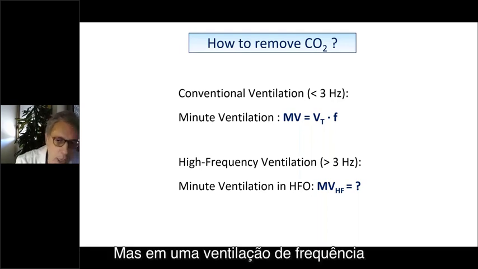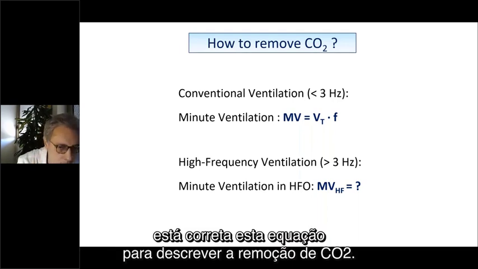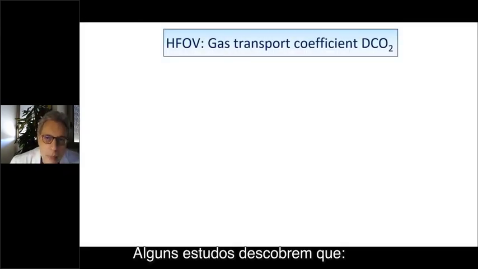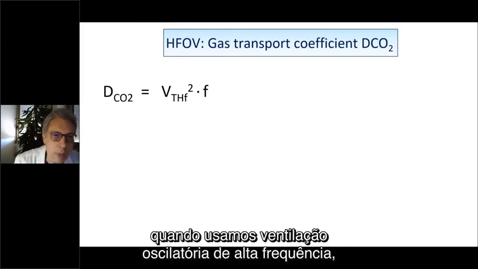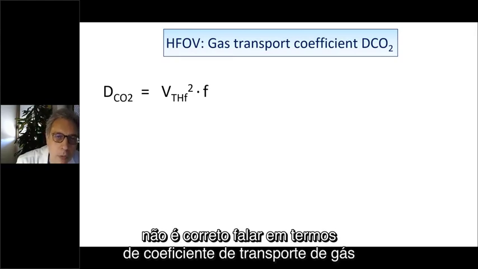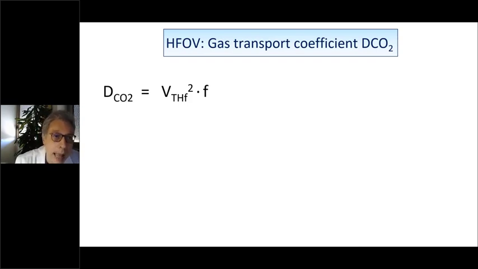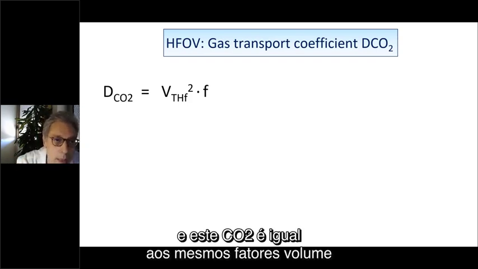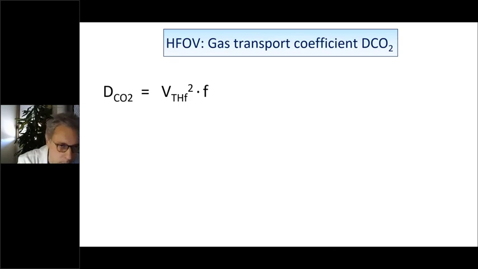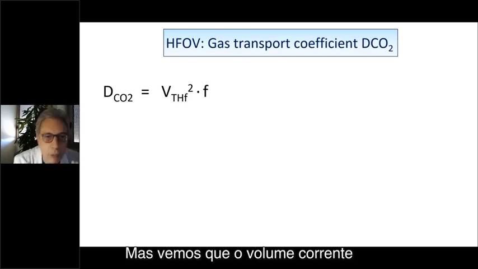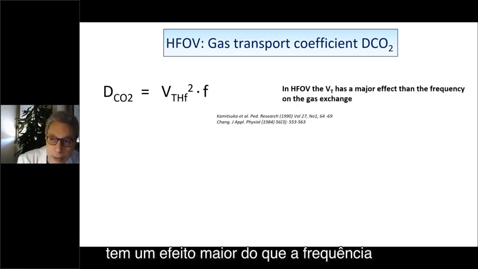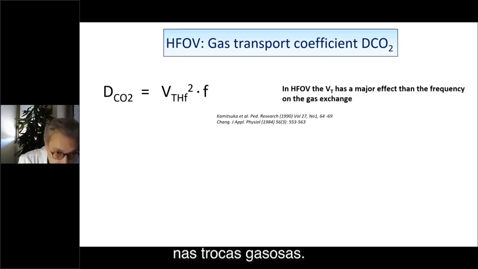But in high frequency ventilation, is this equation correct to describe the CO2 removal? Some studies define that when we use high frequency oscillatory ventilation, it is more correct to speak in terms of gas transport coefficient. And this DCO2 is equal to the same factors, tidal volume and frequency. But you see that the tidal volume has a major effect than the frequency on the gas exchange.